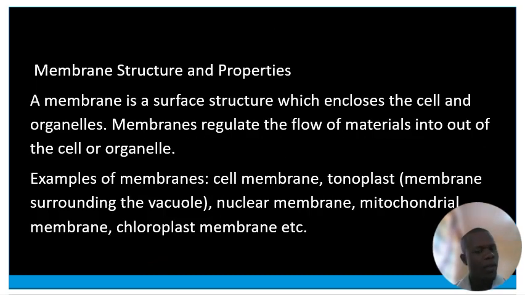Now let's see the properties of the cell. We are now talking about the membrane structure and properties. Membrane structure is a surface structure which encloses the cell and organelles. The membranes regulate the flow of material in and out of the cell. Examples of membranes are the cell membrane, the tonoplast, the nuclear membrane, and the mitochondrial membrane.